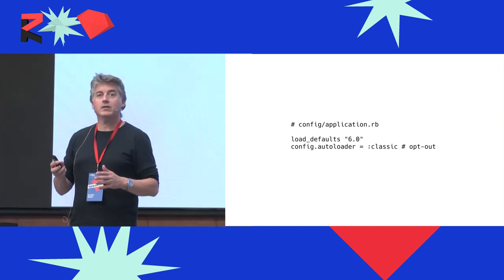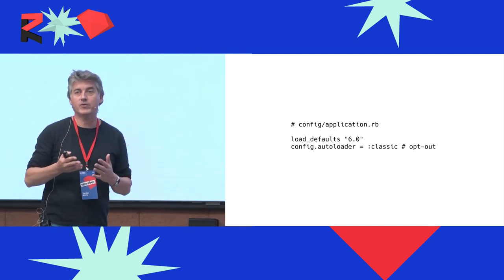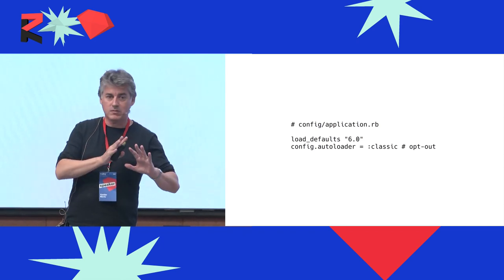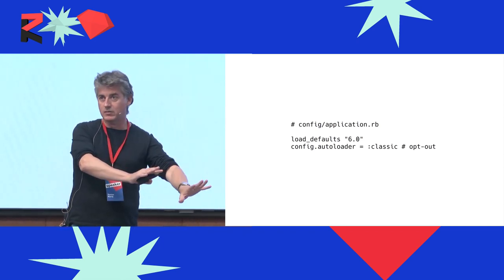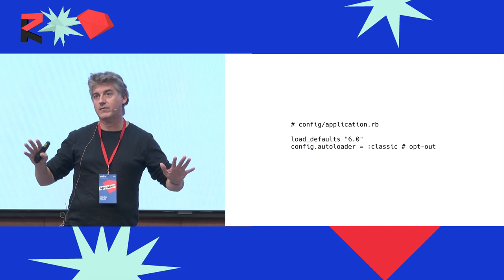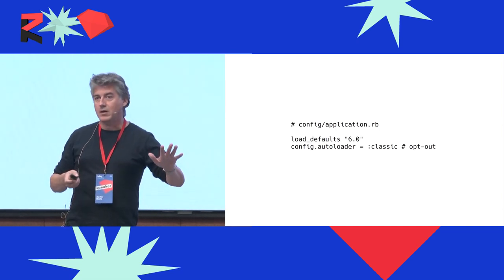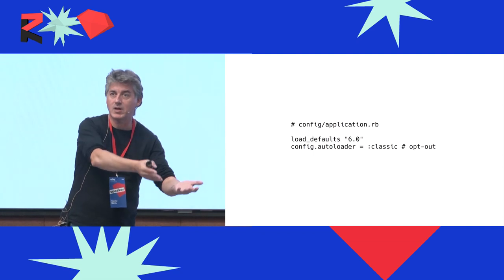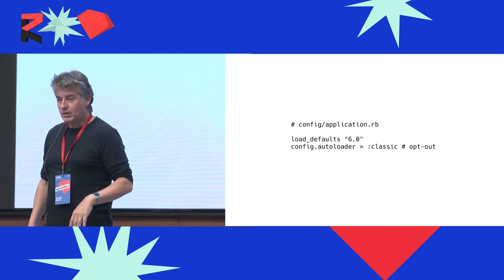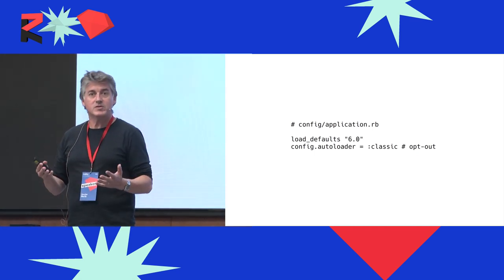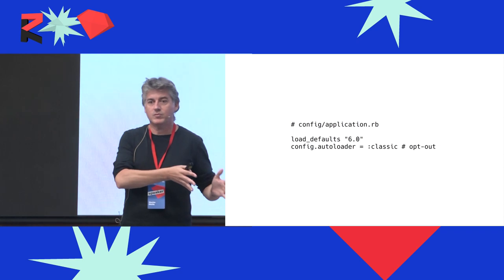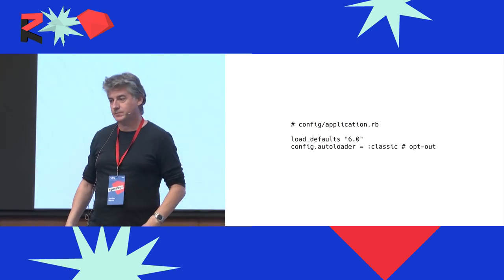And finally, you can also opt out. If you are doing an upgrade and maybe there's a lot of things to do, you can say, okay, we are going to work on autoloading later, okay? So you can say the autoloader is going to be classic, and that works like it has worked before, all right? Then you can work on other parts of the system, and eventually, if you want, you can switch to Zeitwerk, which is recommended because, in principle, if everything works as we want, classic eventually is going to be deprecated, okay, because this is a better approach.